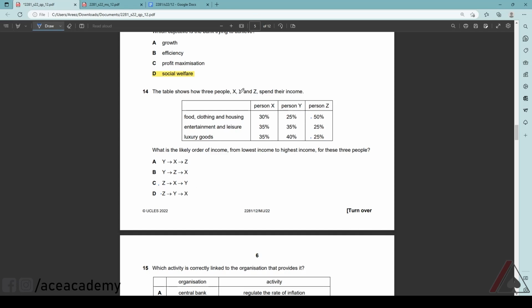All right, now let's check for the highest income, right? If a person has the highest income, they're going to be spending the most on luxury goods. So person X spends 35 and person Y spends 40. So 40 is greater. The highest income person would also spend the least amount of their income on basic food, clothes, and necessities, right? So person X is spending 30%, but person Y is only spending 25%. So your highest income person would be person Y. So your answer is C.